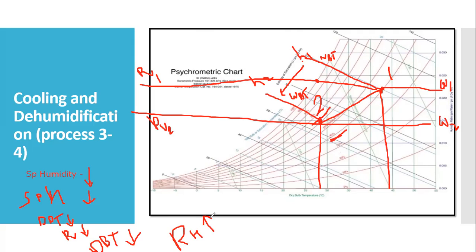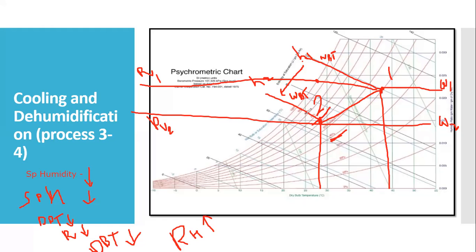So if this question would be asked in your examination, explain cooling and dehumidification process, you have to just draw manually psychrometric chart, mention 1 and 2 point, and write down this much amount of the properties are decreased. The specific humidity, dew point temperature, only relative humidity is increased. Why does it increase? Because your point is going towards saturation curve. It is going towards saturation curve.